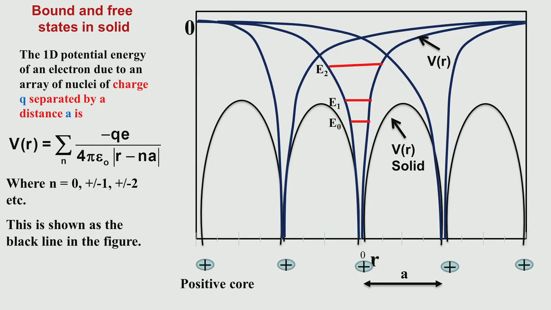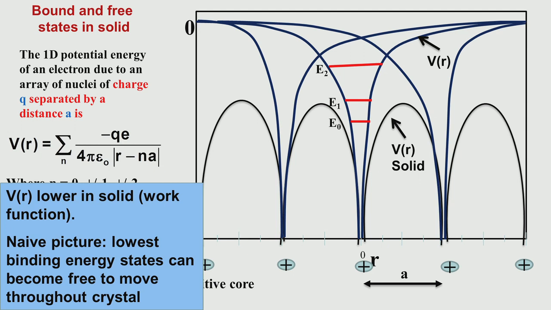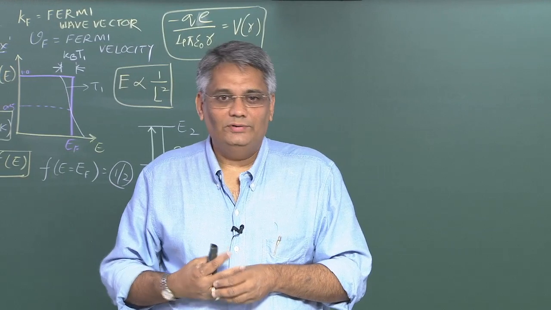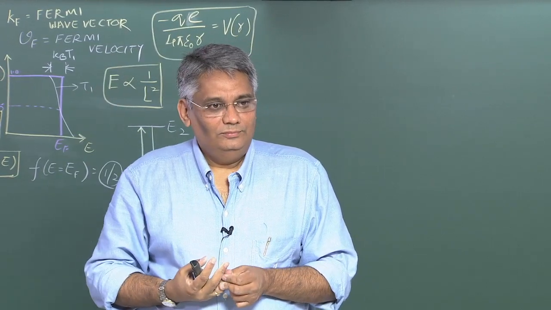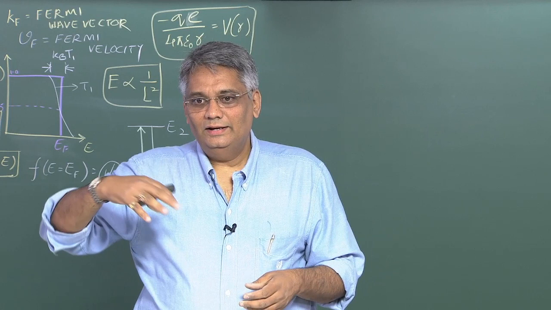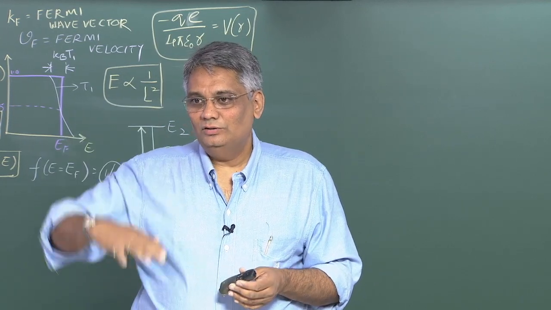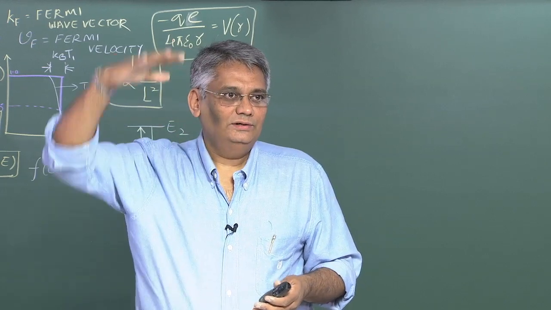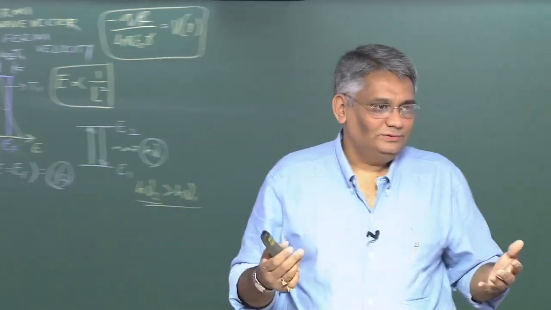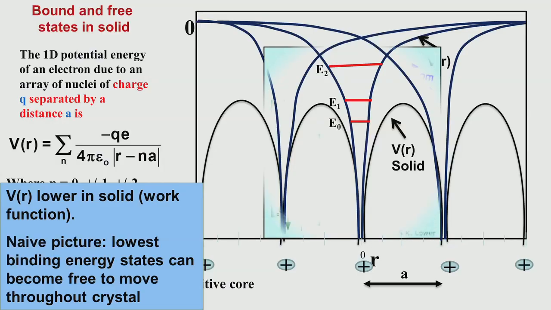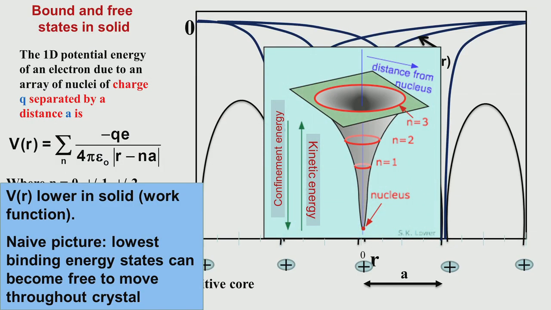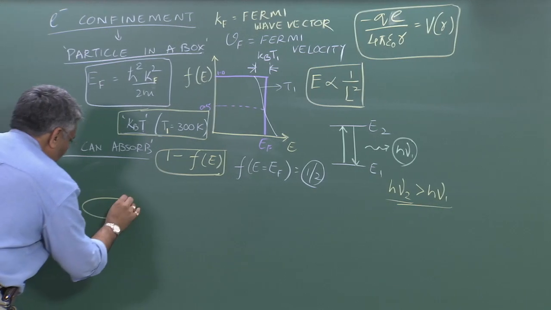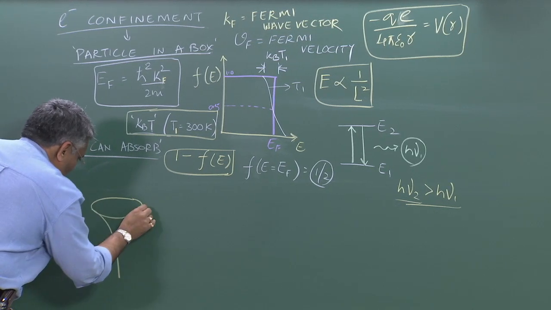Now this core exactly looks like this. A very naive picture is the lowest binding energy states can become free, to move through the solid, and the lowest binding energy states are the ones with the highest kinetic energy, and these are the states with increasing n value, larger n values. It exactly looks like that, the whole distribution, something like so you have the positive core there.